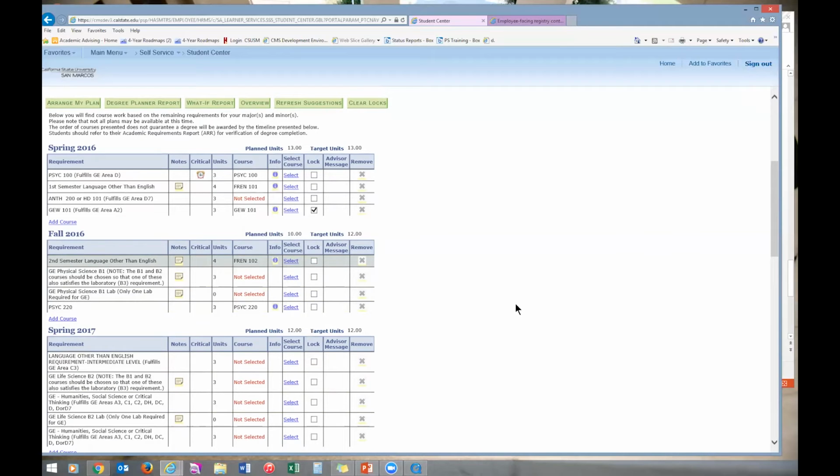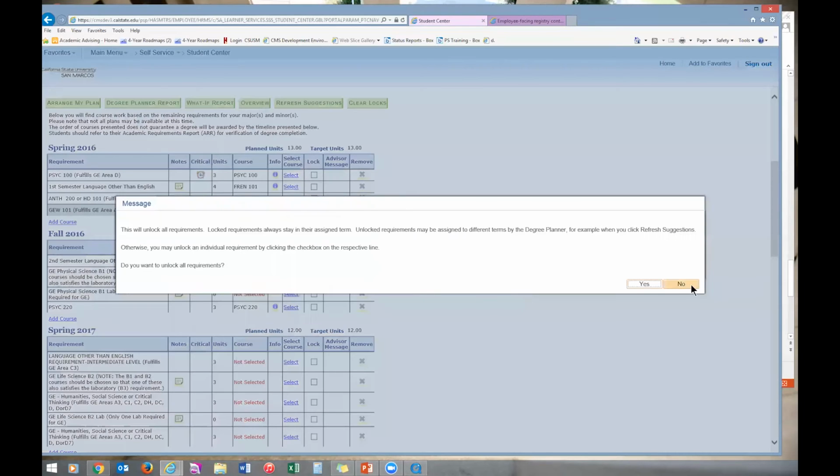One other thing that you may have noticed is that when she dragged GEW to spring, look what happened. The planner locked that course. Again, it says, student, you're in control of your planner. If you drag that up there, that means you purposely want to keep it there. So later on, when the engine is running and it's reshuffling courses, it will not shuffle that course out of this term. But if you don't care if it shuffles around, you can always clear the lock this way, or you can hit clear locks.